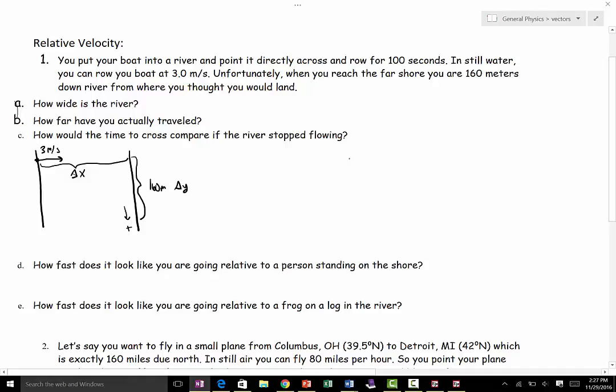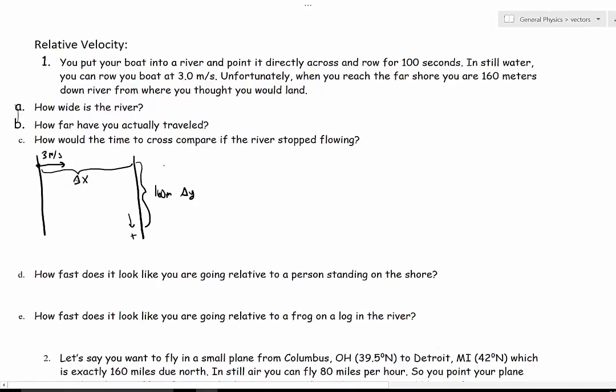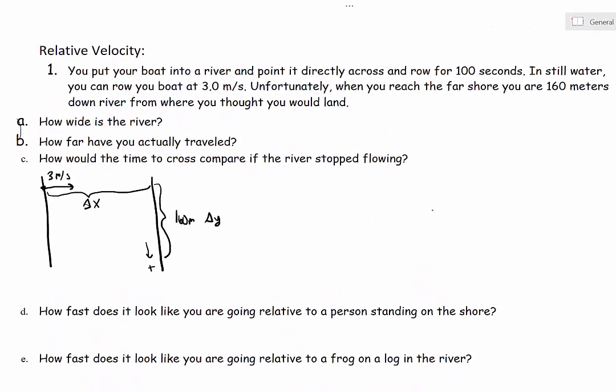Alright, so what I want to know is how wide the river is. I want to find that delta x. I want to know how far I actually traveled overall, and then I want to figure out how the time compares to the river crossing. In order to solve this problem, I'm going to need to divide up my motion into the x direction motion and the y direction motion. We're going to separate those two just like we did in our last problems that we solved.